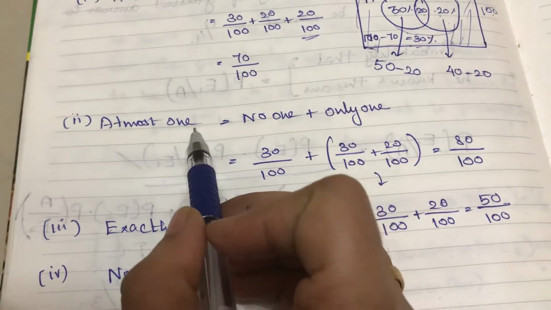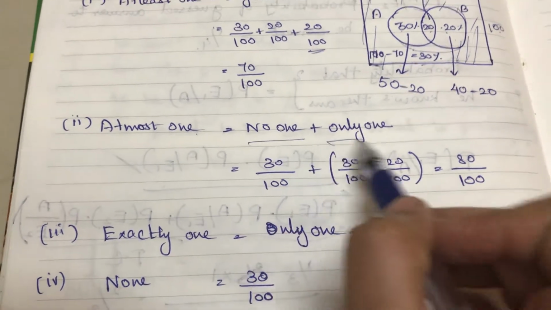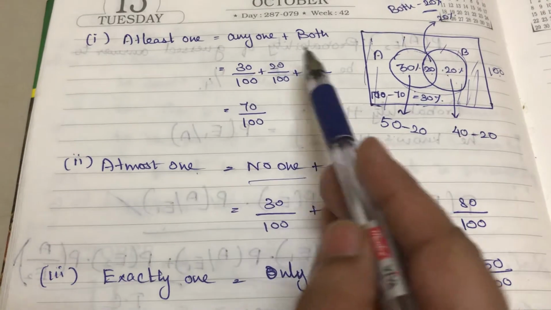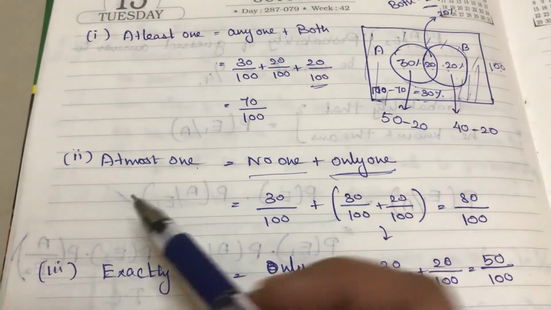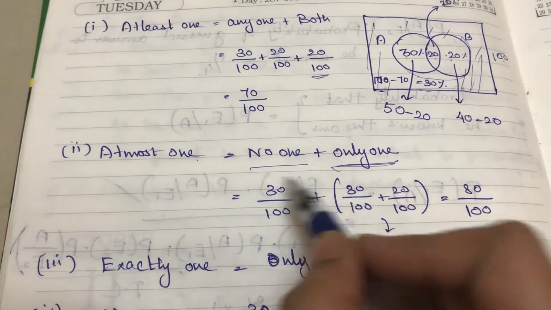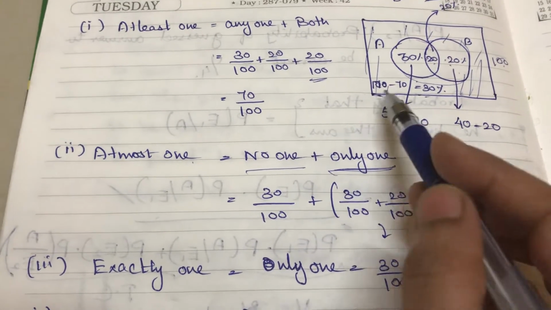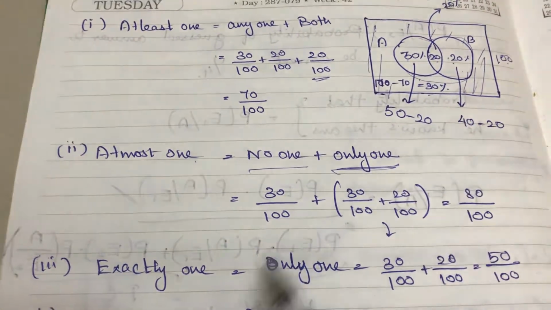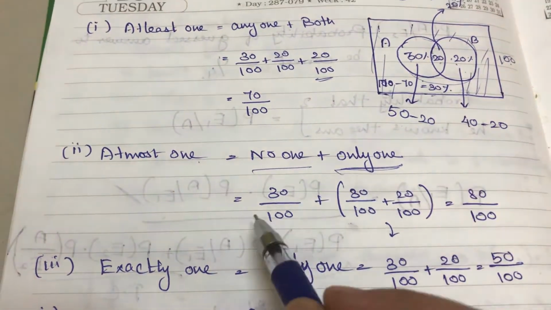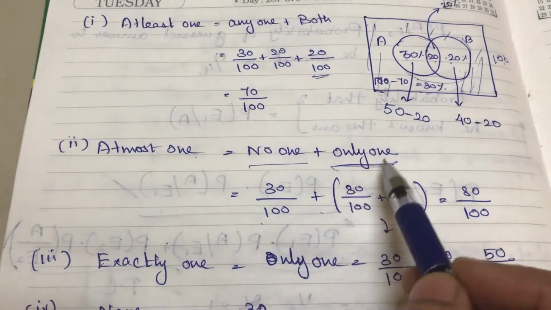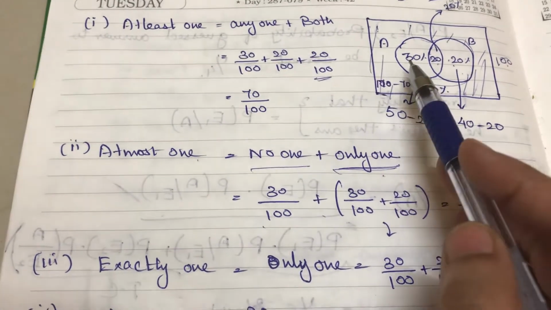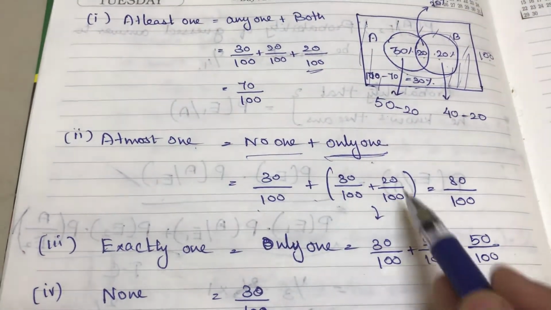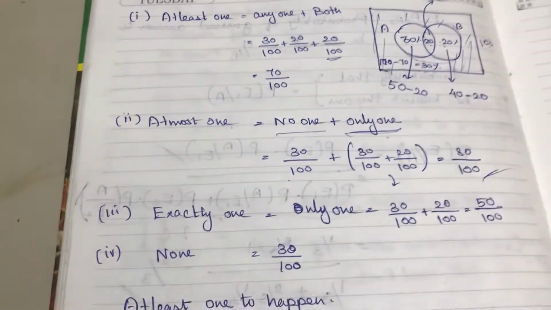At most one means no one plus only one. Here at least means we have to add both. Here at most means no one plus only one. No one is what? A is this, B is this, the remaining part will be the no one. So remaining part is 30 by 100 plus only one. So you can take either A or B. I am just taking A here. 30 by 100 plus 20 by 100, you will get the answer.